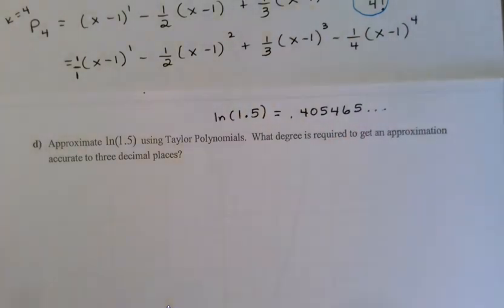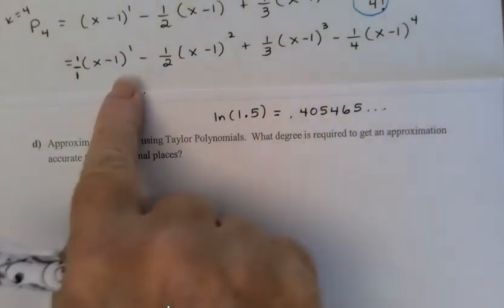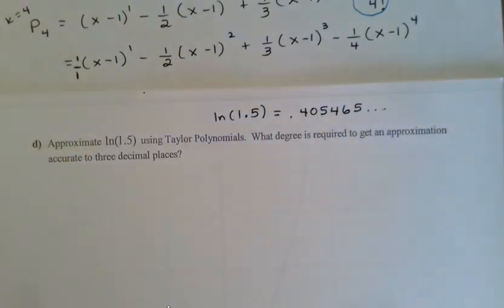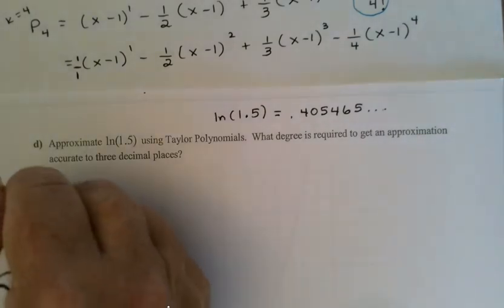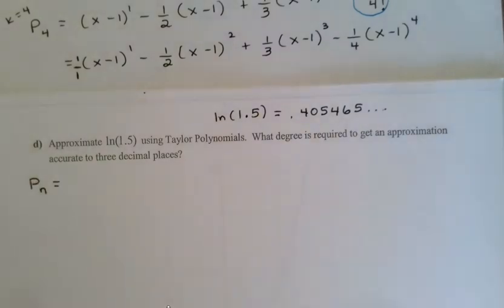So I'm now going to start experimenting with these Taylor polynomials to see when I get that third decimal place to be accurate. How far do I have to go? Okay, so here we go. I'm going to start writing out Pn, and I'm going to use our little pattern here.